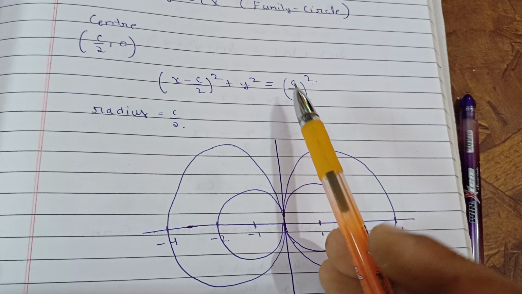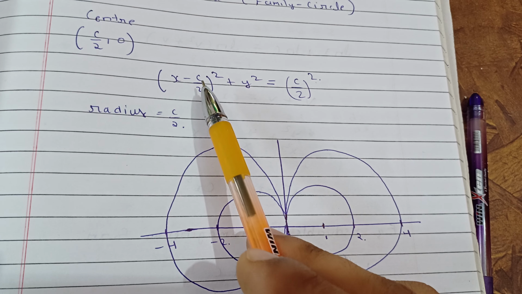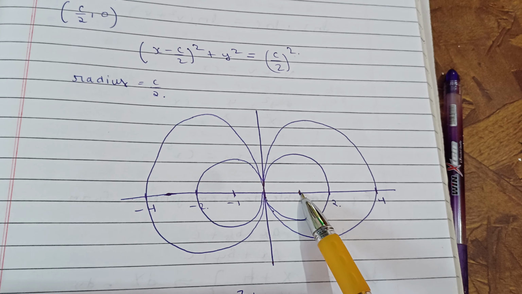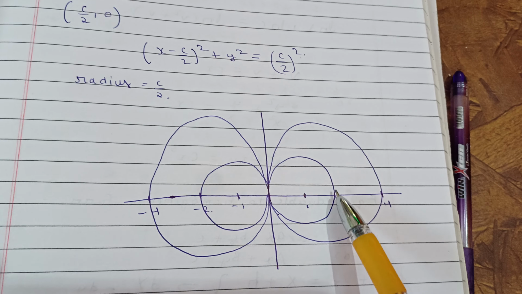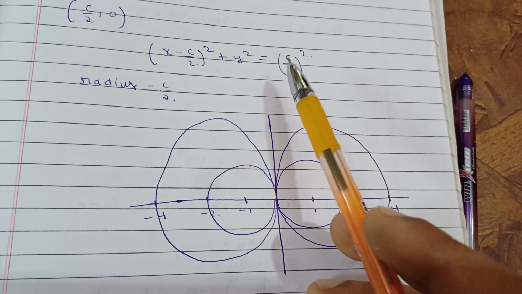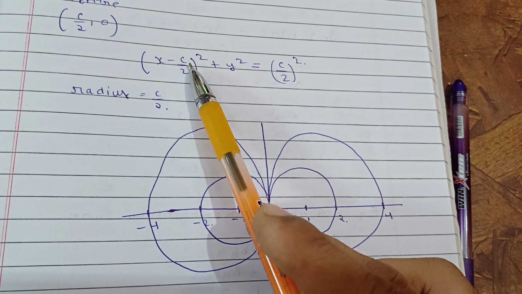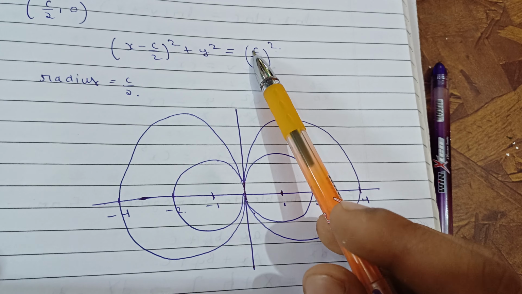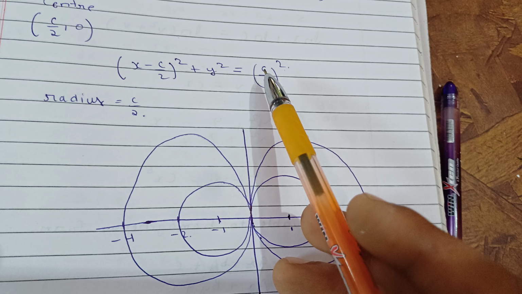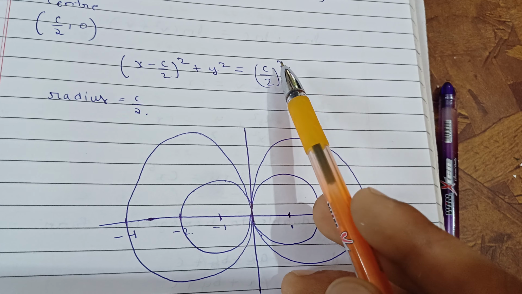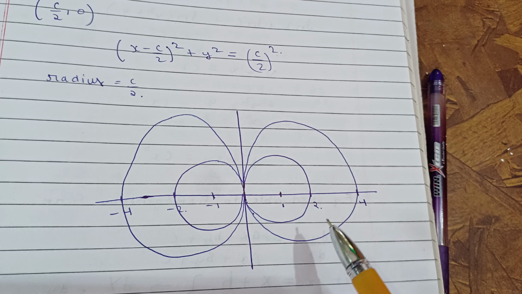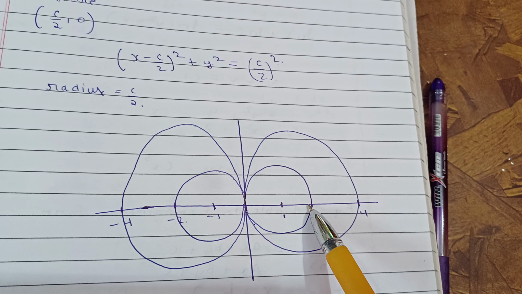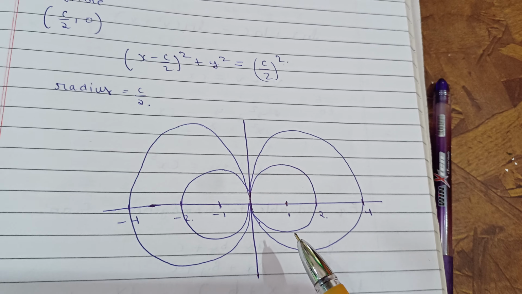For c equal to 2, your radius will be 1, and the center will be at 1 and 0. So that will be your circle for c equal to 2. For c equal to 4, you will have the center at 2 and 0, and the radius will be 4 divided by 2, that is 2. Okay, so that's how you can draw these circles.